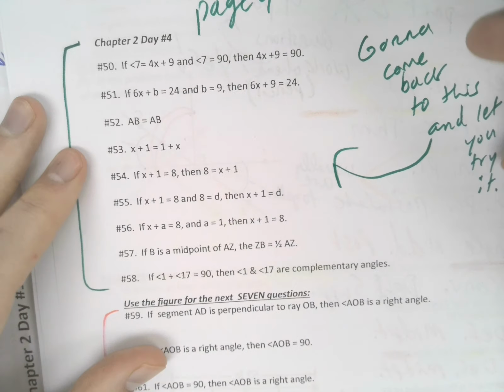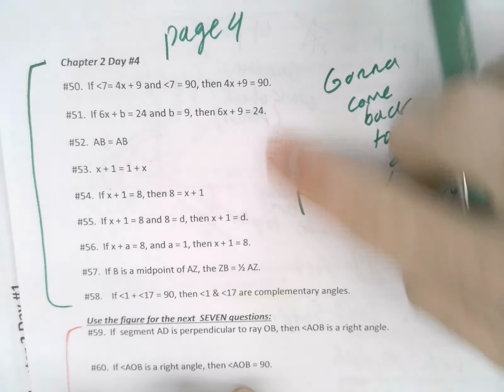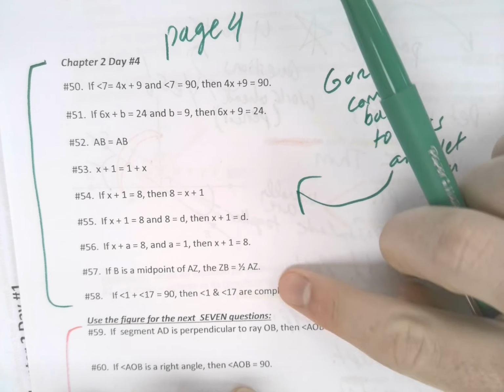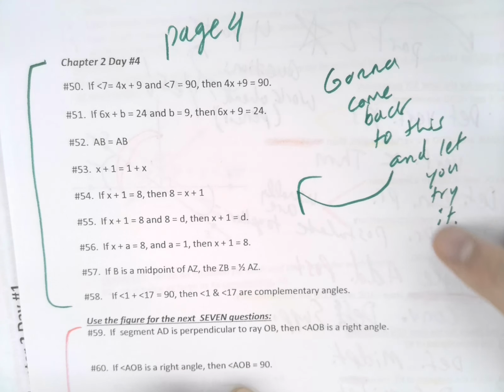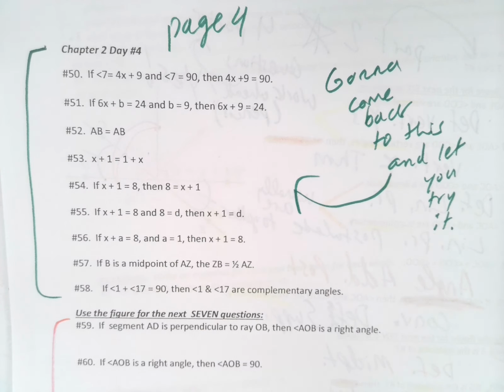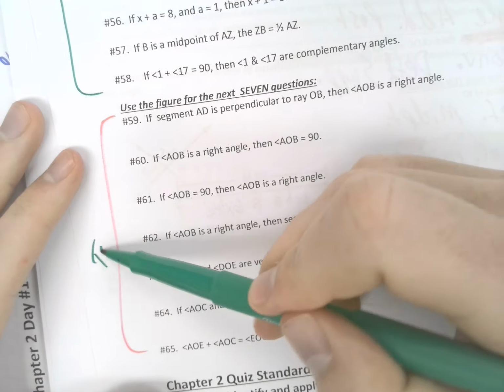Now to page 4, guys. Now we're going to come back to this top section. These 9 problems right here. We're going to come back to that. And I'm going to let you guys try that on your own. But before we do that, I want to do this last section together.